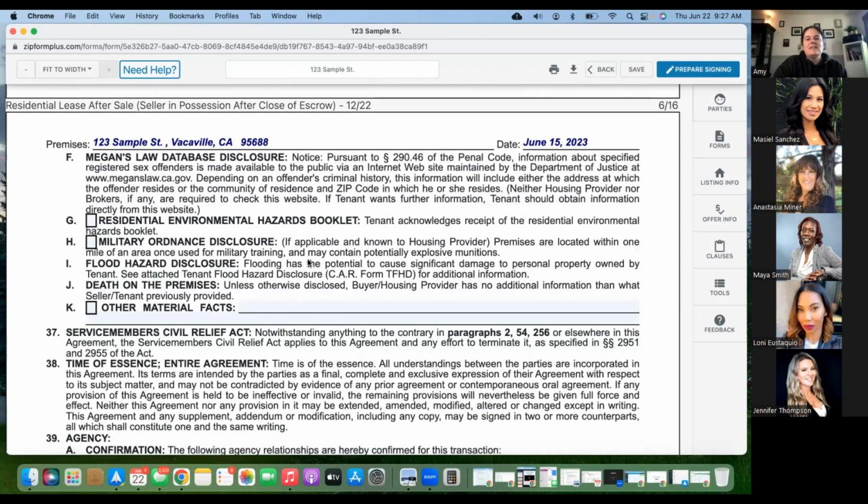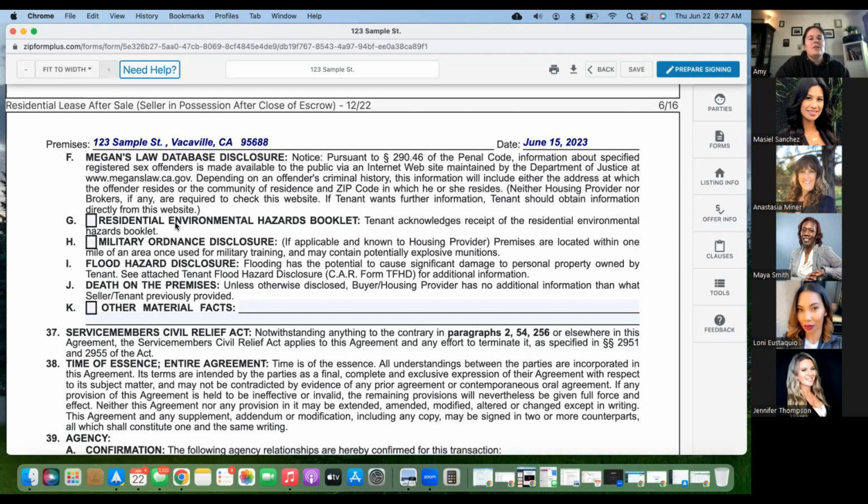Megan's Law database disclosure pursuant to 290.46, I'll get it eventually, of the Penal Code. Information about specified registered sex offenders is made available to the public via the internet website maintained by the Department of Justice at www.meganslaw.ca.gov. Depending on the offender's criminal history, this information will include either the address at which the offender resides or the community of residence and the zip code in which he or she resides. Neither housing provider nor brokers are required to check this website. If tenant wants further information, tenant should obtain this directly from the website.